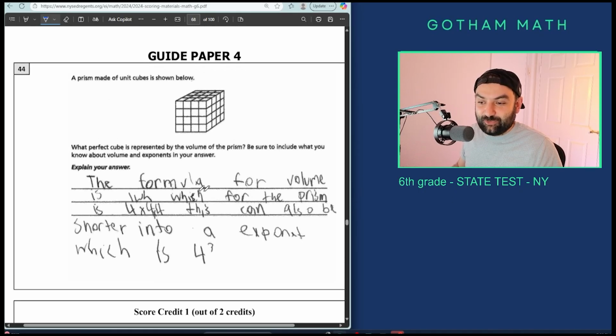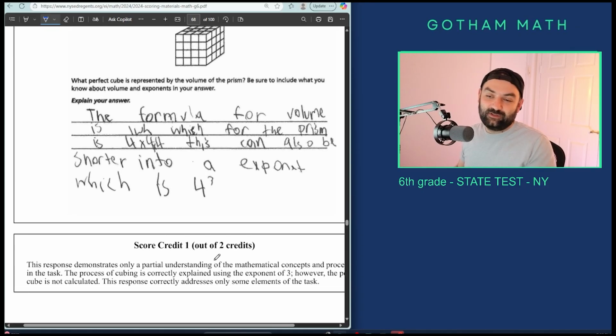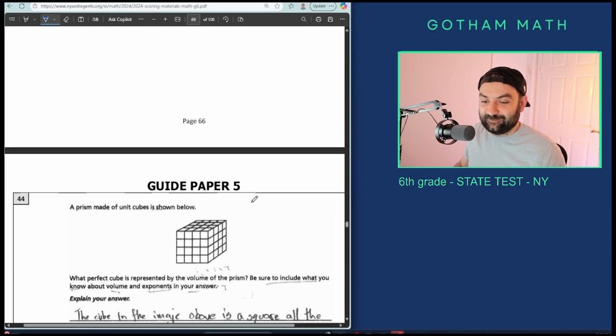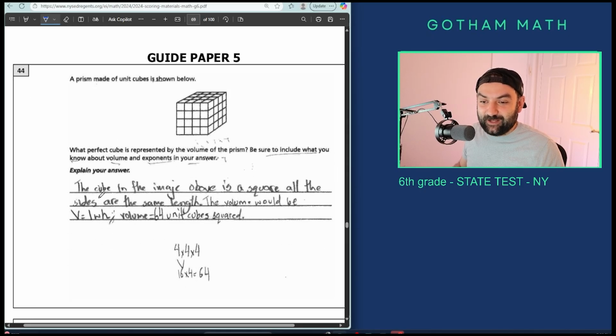Okay, so the formula for volume is LWH, which is length times width times height, which for the prism is 4 times 4 times 4. This can also be... He didn't write the shorter version into the answer. Oh my God, you're right. You spotted it right away, but everything else is correct. I actually think this deserves at least a 1, maybe almost a 2. Almost, but not quite. Everything is correct except writing this. This is what separated this person from getting 2, right? Equals 64. Wow. All right, next. Come on. I think we're going to have like 2 more maybe. Oh, okay. The cube.